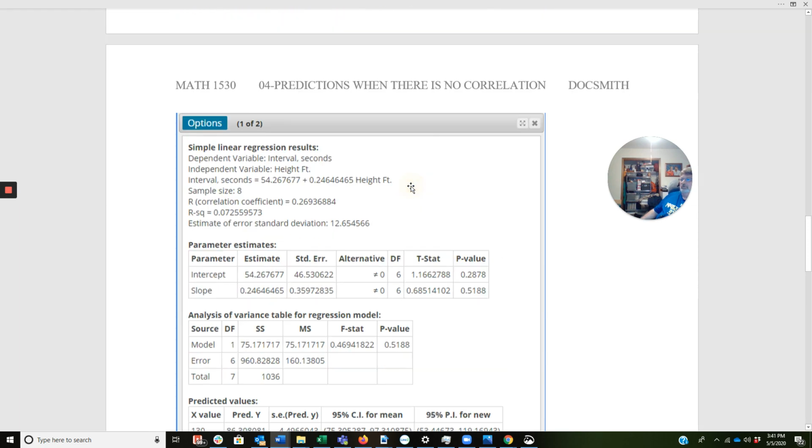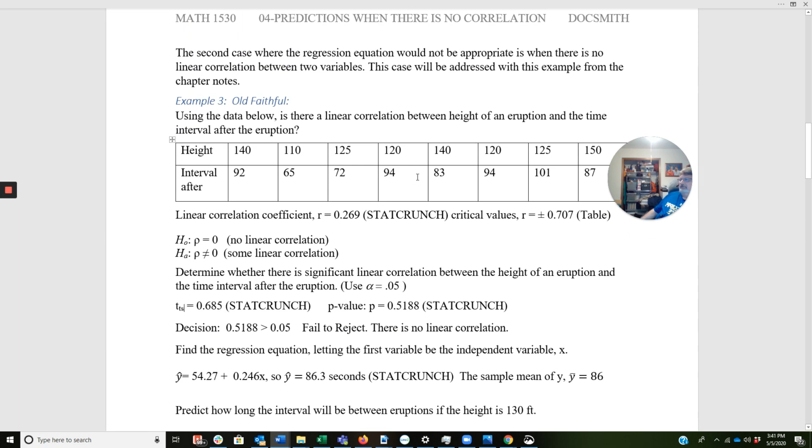So we'll go back. Now, remember my null hypothesis is rho equals 0, no linear correlation. The alternative hypothesis is rho is not equal to 0, some linear correlation. So we determine whether there's a significant linear correlation between the height of an eruption and the time interval after the eruption. Now, use alpha equals 0.05. I should probably put an extra 0 in there.